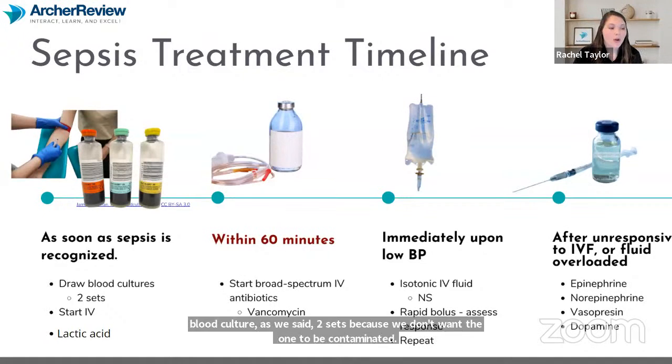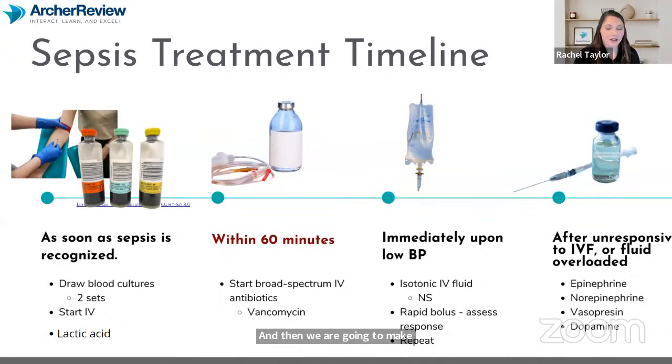And then we are going to make sure that we have started an IV. Now, do I want just one 20 gauge, 24 gauge IV? Or do you think we are going to need more? Do you think we're going to need more than one IV? And what size of IV do you think we would really want in this scenario? You guys are saying 18 gauge. I would love an 18 gauge in this client.